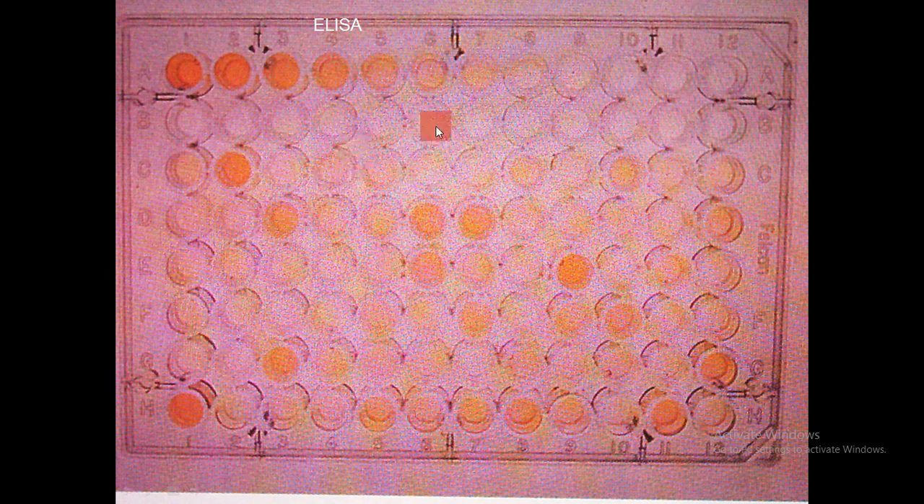And here is the microtiter plate of the ELISA, and each well is for one patient, and we read the color by spectrophotometer or ELISA reader, and we get the concentration of the antibody, and it is a quantitative method that gives the concentration of the antibodies in the serum.